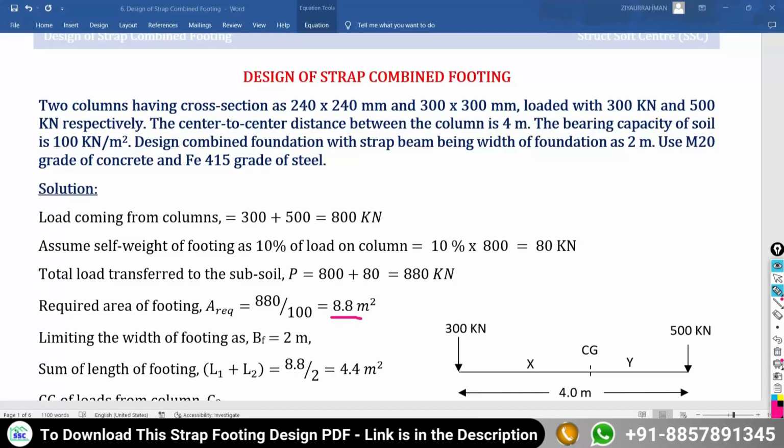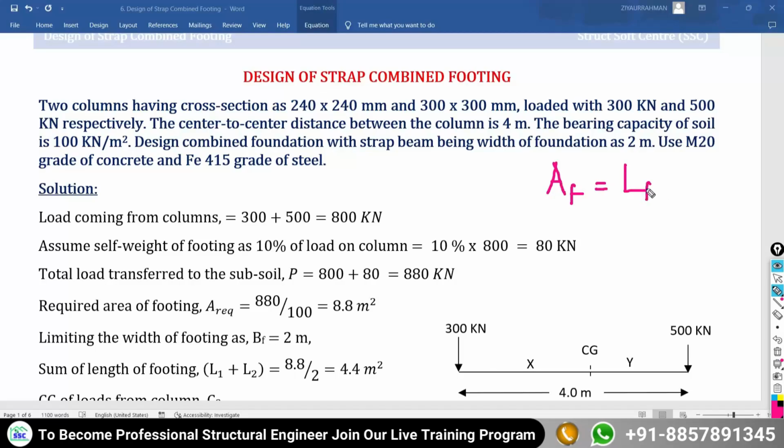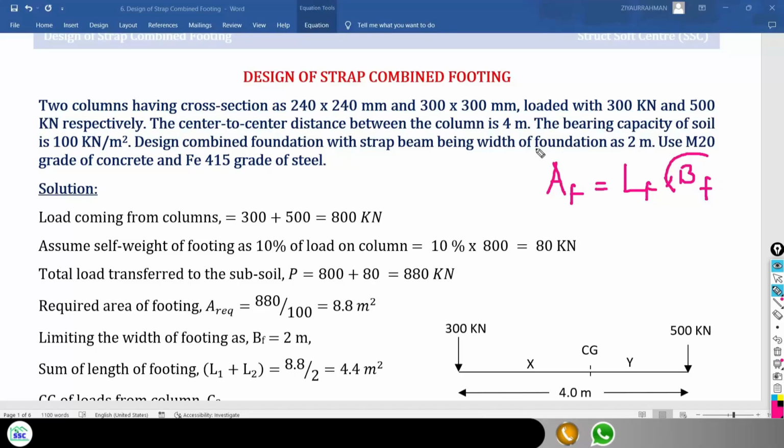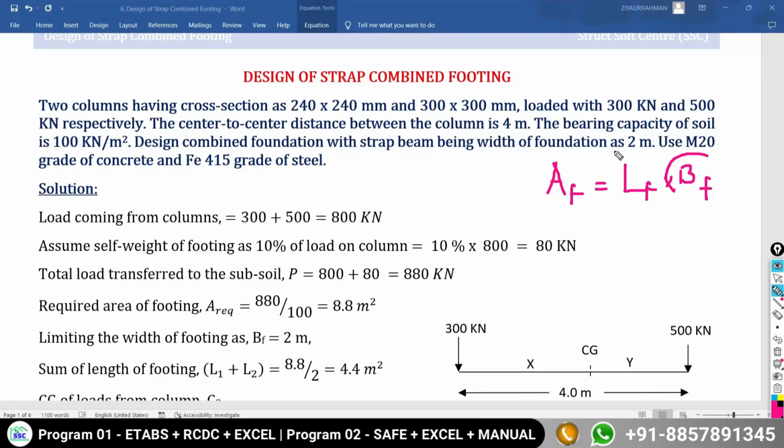Very simple it is. Thereafter you know very well, area of footing will equal the length of the footing multiplied by the width of the foundation. Here it is given that the foundation width should not be less than or more than 2 meter. Here we have to design the combined foundation with the strap beam, with the width of the foundation as 2 meter only. You are not allowed to take more than 2 meter or less than 2 meter. That's why the width is going to be fixed as 2 meter.